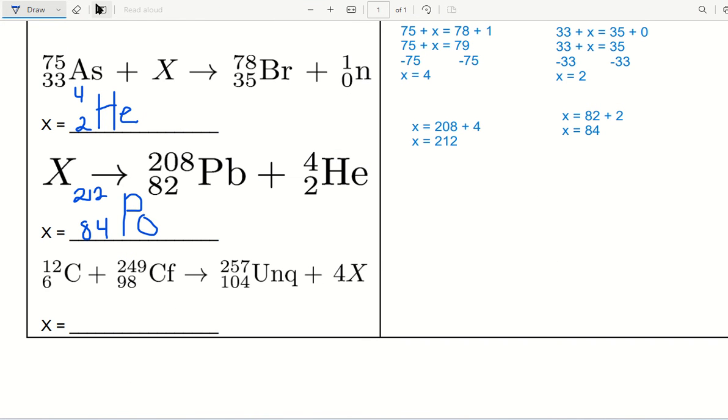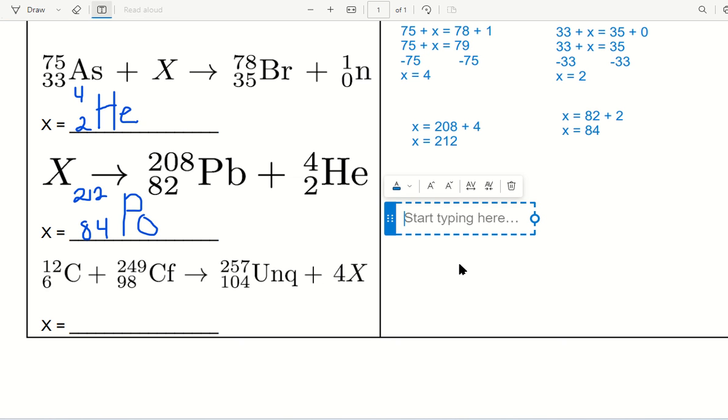All right, last one. All right, top. 12, this one is the most complicated, plus 249 equals 257 plus, do you see that coefficient of 4? 4 times x. All right, now I need to combine those like terms. So I need to do 249 plus 12. So that is going to give me 261. Okay, can't do the math in your head, do it on a calculator.